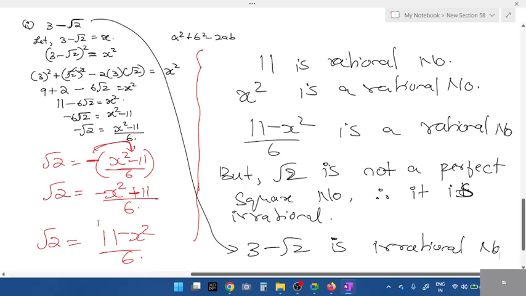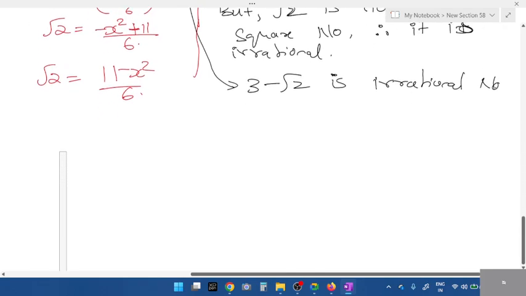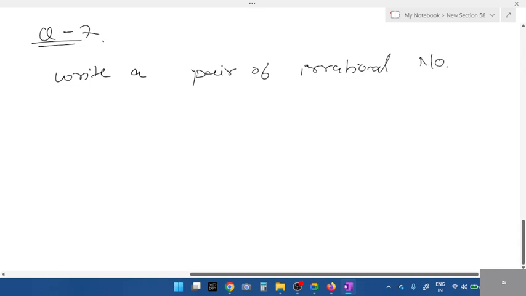Okay. Done with this. Shall we do the next one? Fine. There is one question. Question number 7. Write a pair of irrational numbers whose sum is irrational. See, they don't give us any value, students. You can take your own values and do it. Write a pair of irrational numbers whose sum is irrational.